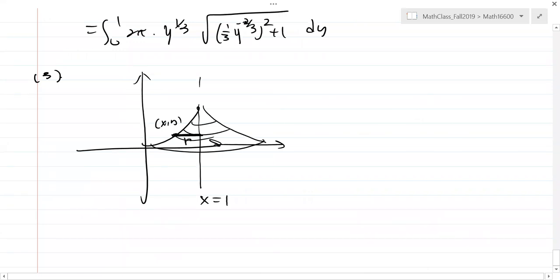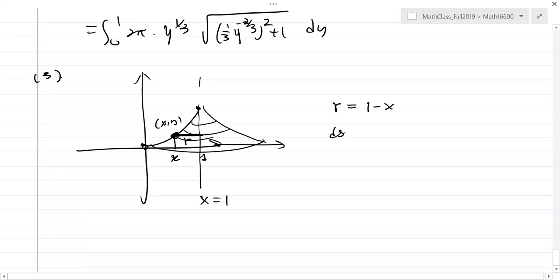All right? So the radius is r. The point is on the curve. When the point moves from one end to the other, x changes from 0 to 1, and the radius also changes. What is the radius? The radius is going to be 1 minus x. Be careful: 1 minus x is the difference between 1 and x. That's why I ask you to indicate the radius.